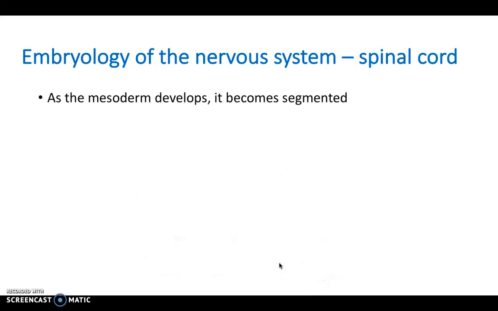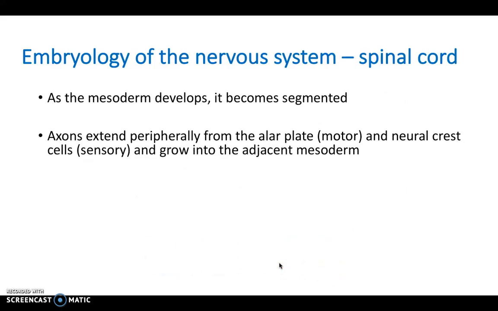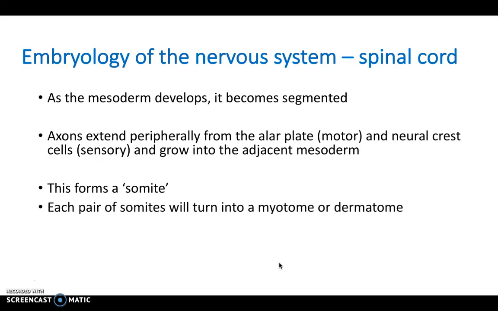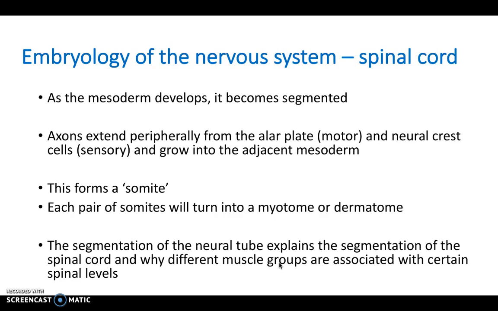So moving on to the spinal cord, as the mesoderm develops, it can become segmented, and axons extend peripherally from the alar plate, so motor as we said, and neural crest cells sensory, and grow into the adjacent mesoderm. And when this happens, this forms what's known as a somite, and each pair of somites will turn into a myotome or a dermatome, and you'll be familiar with the dermatome map clinically and its clinical relevance.